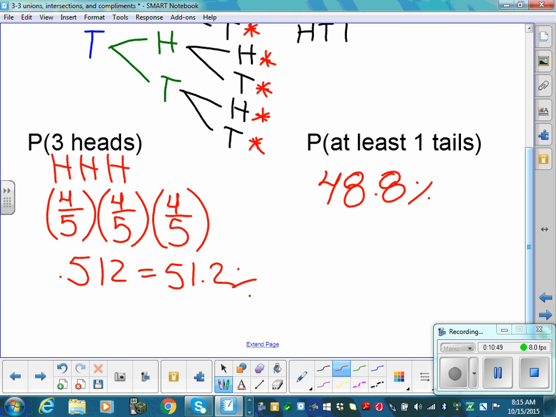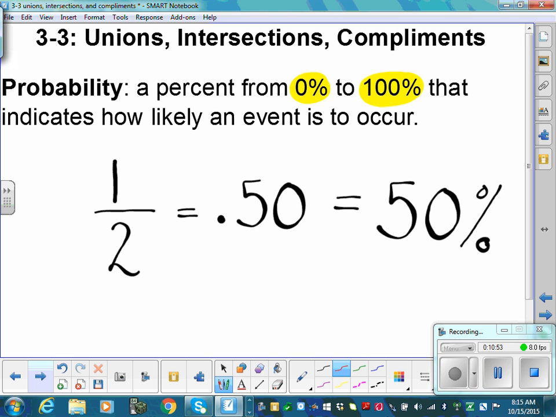Okay. No? Then let's move on to today's lesson. All right, so today we're going to be doing 3-3, which is unions, intersections, and complements. Pay close attention today to the little details. It's going to be a little bit different than the probability we've been doing before. We're going to get in depth with unions, intersections, and complements of events.